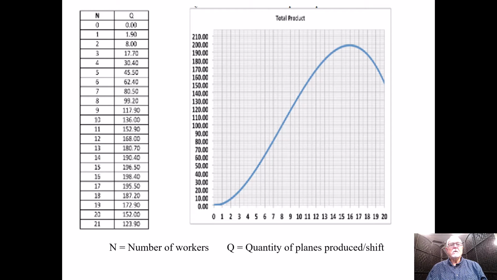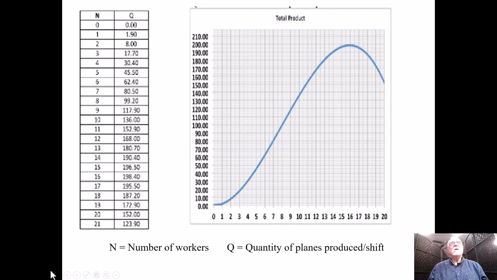So this is the data, and I guess I need to explain what's going on here. N here is the number of workers, and Q is the number of planes that are produced. Of course, it shows you right here, but make sure that's clear. Now, this would be per unit of time, so we're going to say per shift, per 8-hour shift or whatever the shift is.